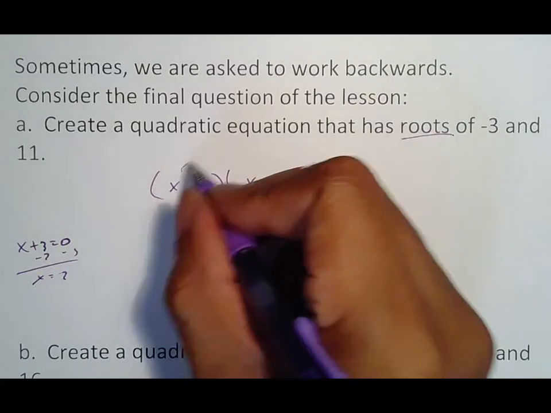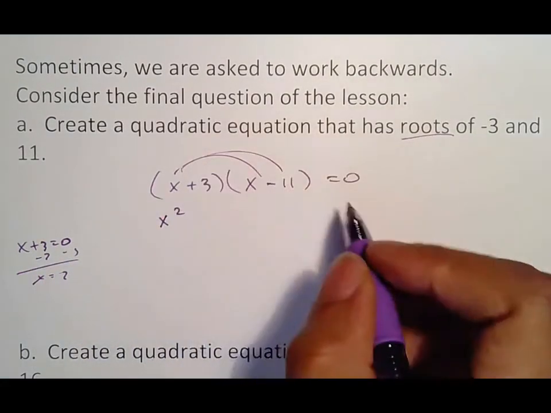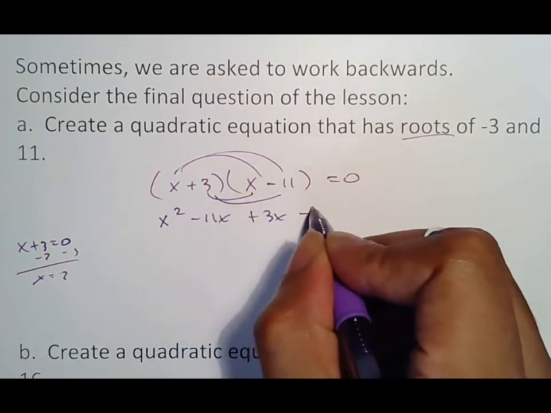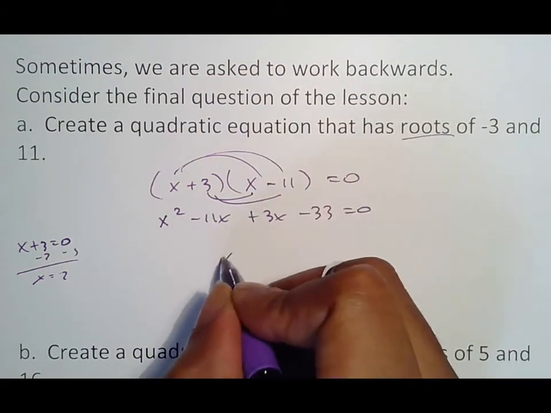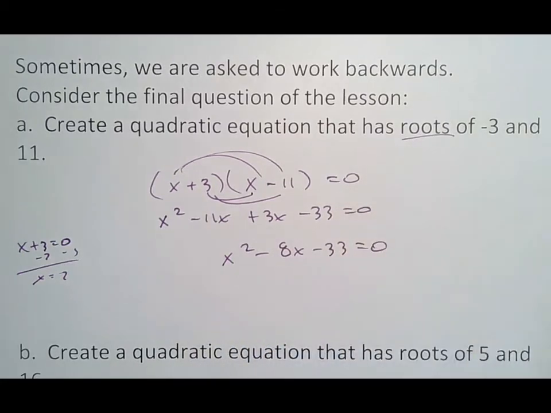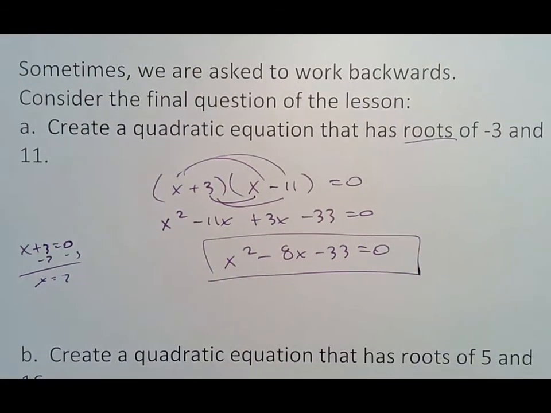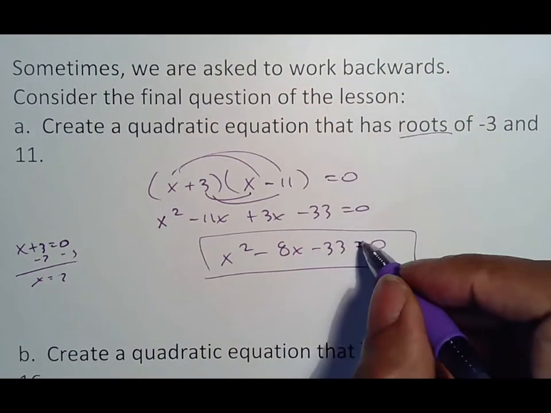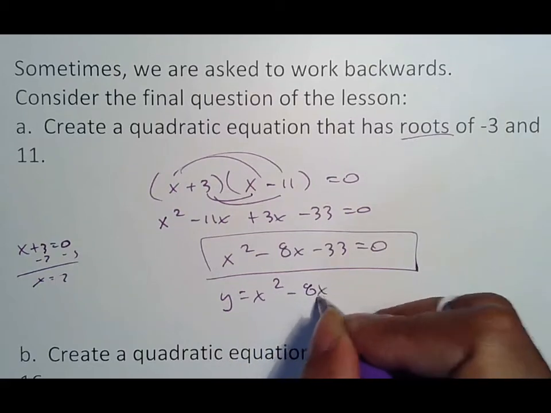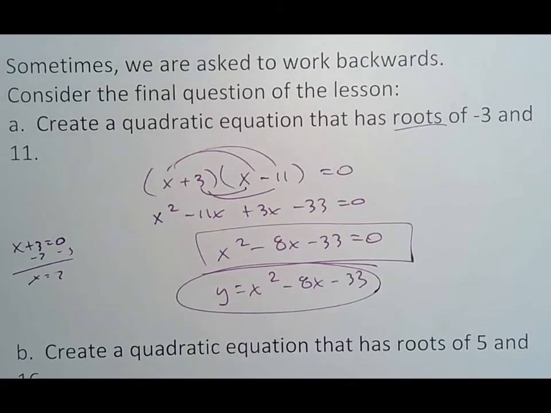If the root is 11, then it should be the opposite, which means x minus 11. Which means what I'm doing here is actually creating the quadratic equation, which means I'm just doing the distributive property. And that is what they're looking for when they say create a quadratic equation with roots of -3 and 11. It would be y equals x squared minus 8x minus 33 would be the right way.